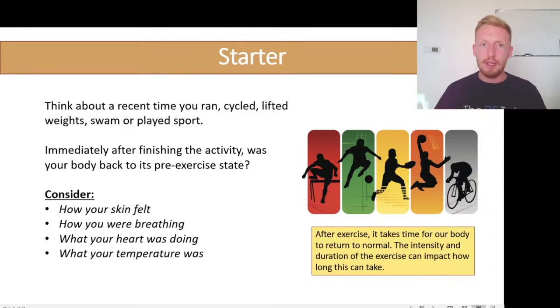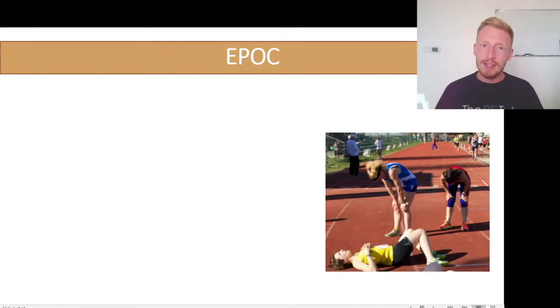So have a think. How did your skin feel? Did it feel hotter? How were you breathing? Were you breathing faster or deeper? What was your heart doing? Could you feel it thumping in your chest? And what was your temperature? Were you starting to get warmer and warmer? Well, EPOC is likely linked to all of those things that you've experienced.